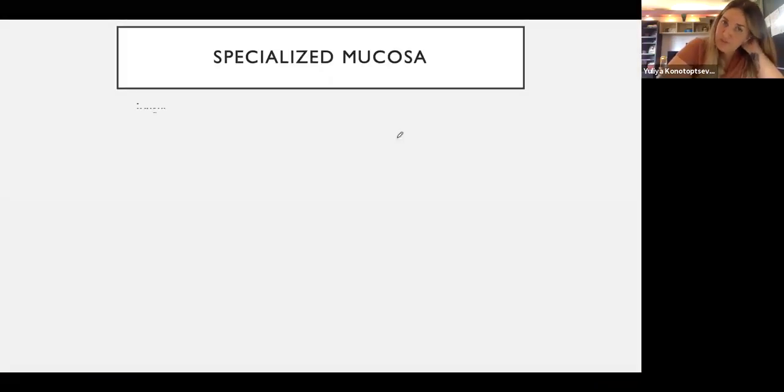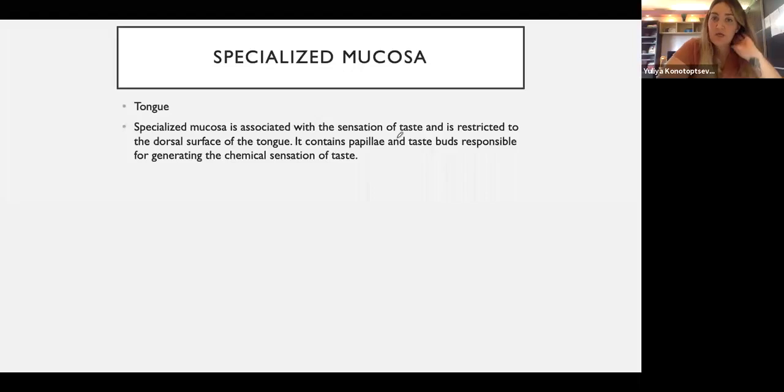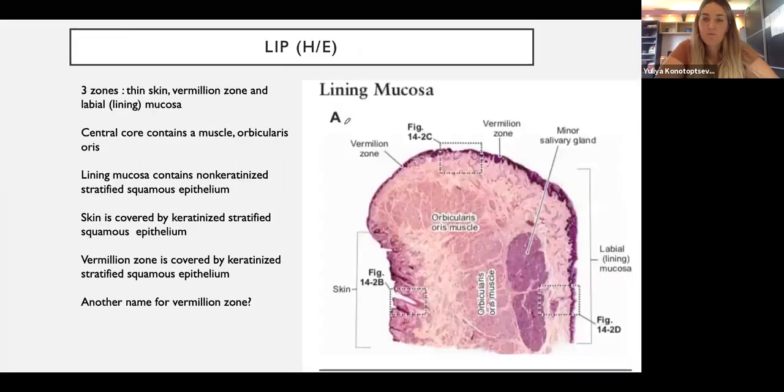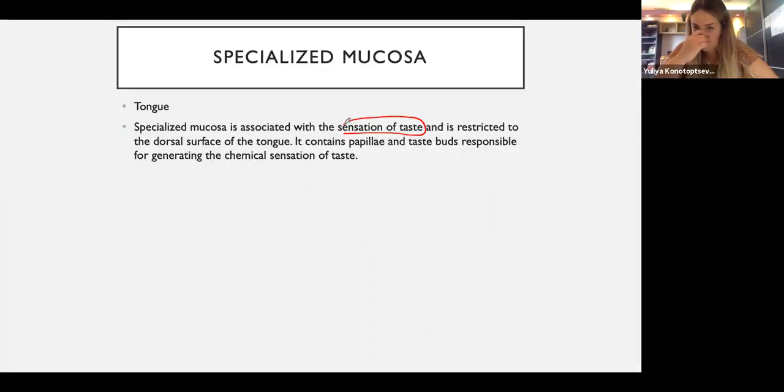Specialized mucosa. This is on your tongue, of course. Specialized mucosa is responsible for the sensation of the taste. Now, what's important is your tongue has two surfaces. It has a dorsal surface and it has a ventral surface. And this is Short Zoli's favorite question.